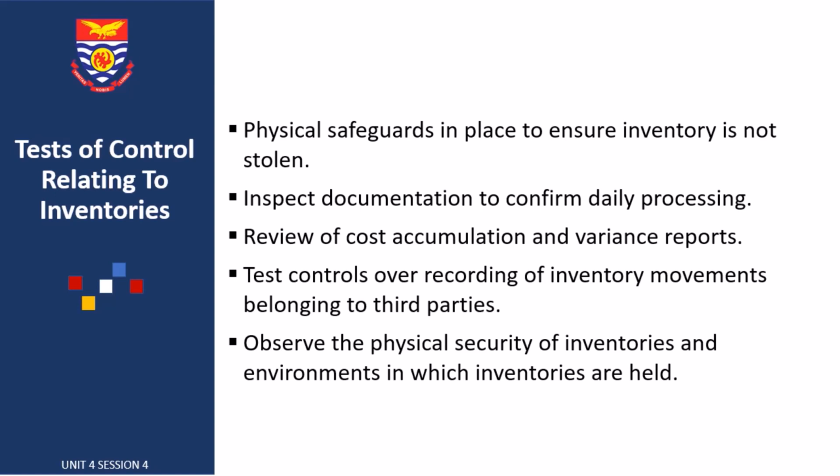Then we have also test of controls, recording of inventory movement belonging to third parties. So if you have to test for all this control, that if inventory are moving to third parties, what are the things that have to be recorded? You look out for all this. Then you can as well observe the physical security of inventories and the environment in which inventories are held. So you can go to the physical stock count to see what exactly is going on there.